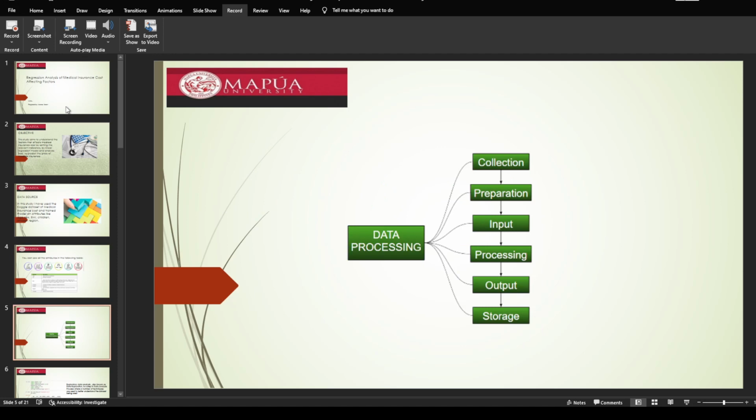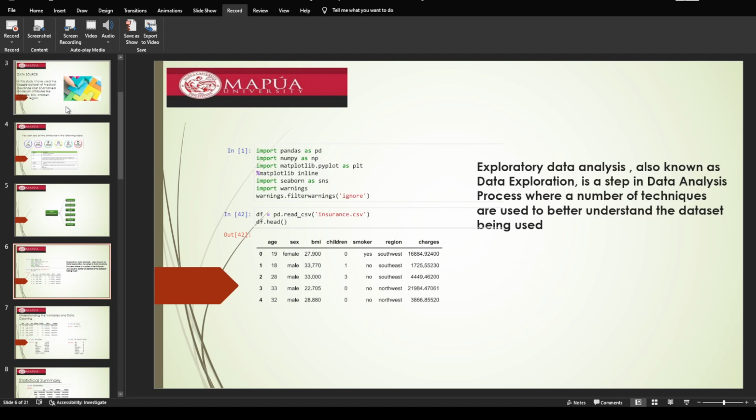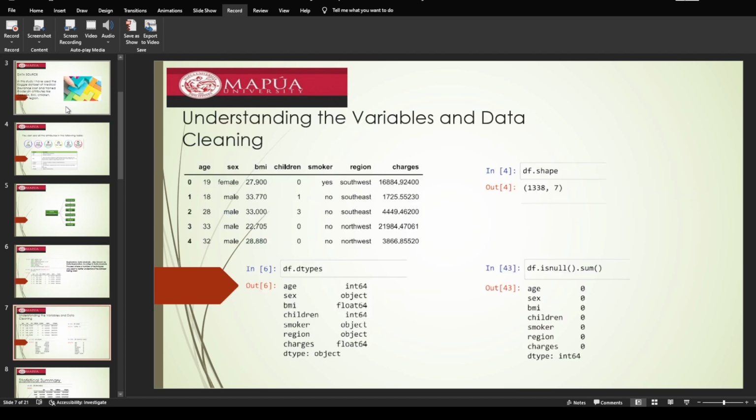For the data processing and data cleaning, I use Python programming. I first import the extracted data to load the dataset. Exploratory data analysis, also known as data exploration, is a step in the data analysis process where a number of techniques are used to better understand the dataset being used. Understanding the variables and data cleaning. I first identify the head and the shape of the data.